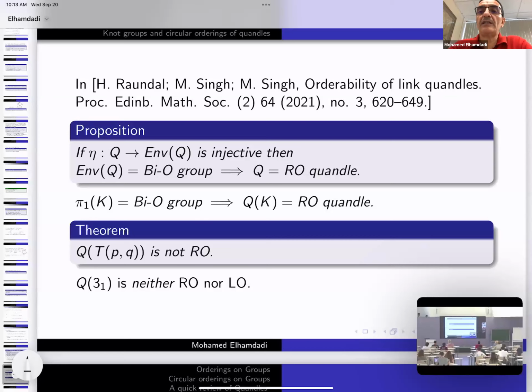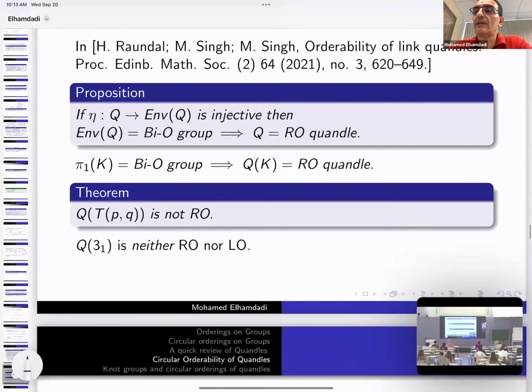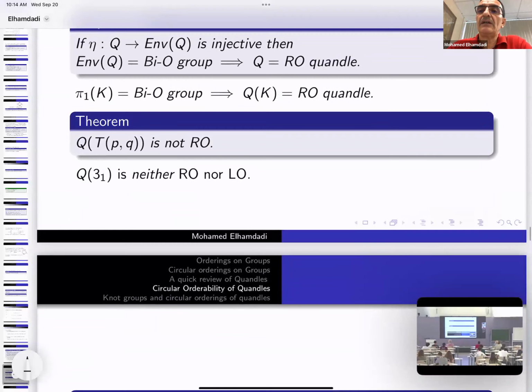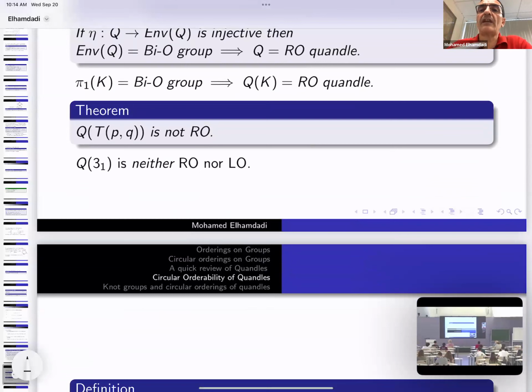Now, if the fundamental group of the knot K is bi-orderable, the knot quandle will be a right orderable quandle. They also proved in full detail that the fundamental quandle of the torus knot T(p,q) is not right orderable. More precisely, one can check that the fundamental quandle of the trefoil knot is neither right orderable nor left orderable.